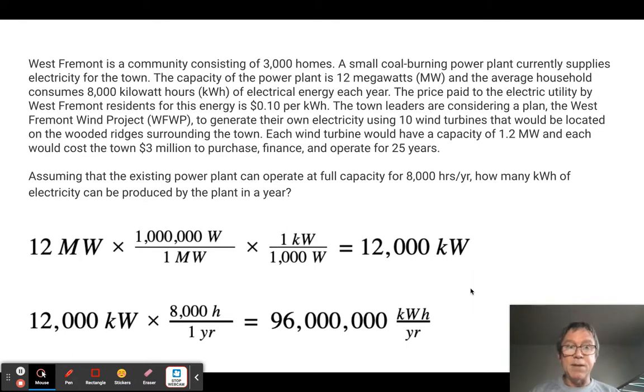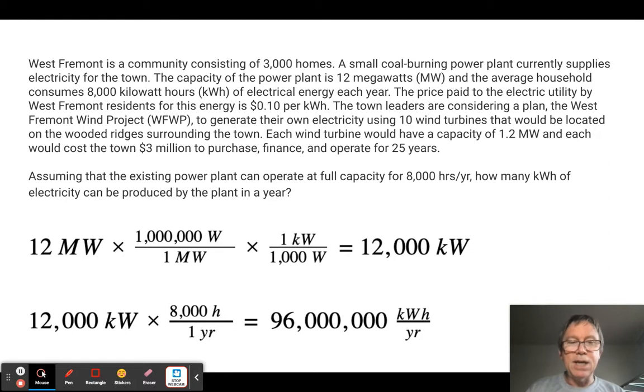So let's just look at an example that I pulled from one of the FRQs on energy. Okay, so basically we have all this verbiage here, and ultimately the first question was, assuming that the existing power plant can operate at full capacity for 8,000 hours per year, how many kilowatt hours of electricity are produced? Now, here's one thing I noticed a lot of you got confused when we did energy. I pointed out to you that a watt is basically a measure of power, and that one watt equals 1 joule of energy transferred per second.